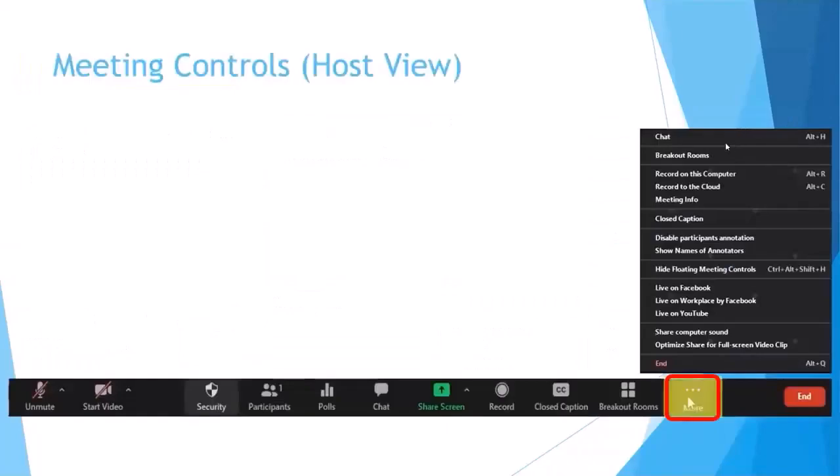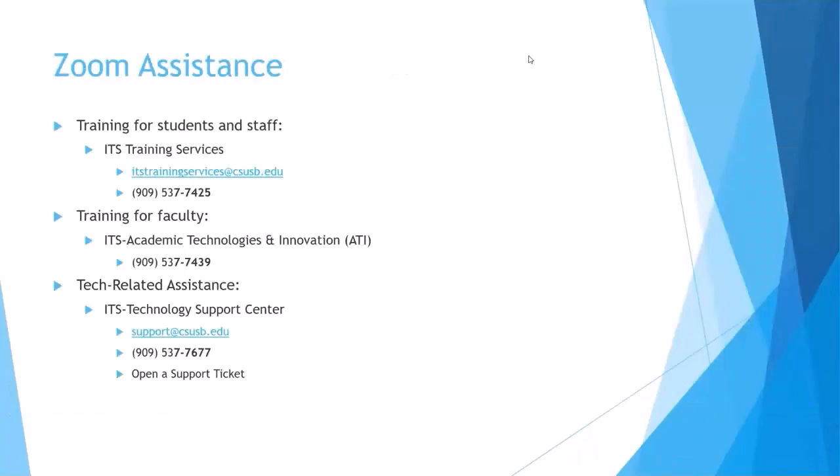The More button, called the ellipsis, gives you a list of more controls for your meetings. We have chat, breakout rooms, recording options, and additional features. I'd like to reiterate the following. The host will control what features are enabled in your Zoom meeting.